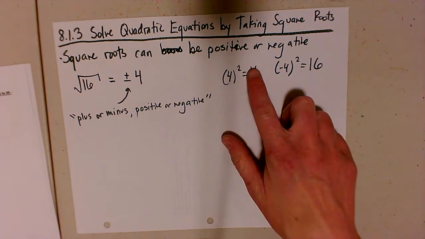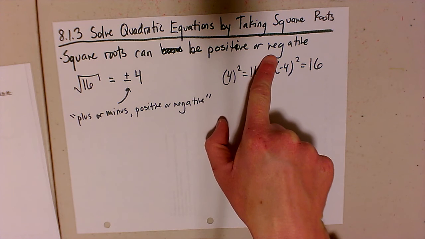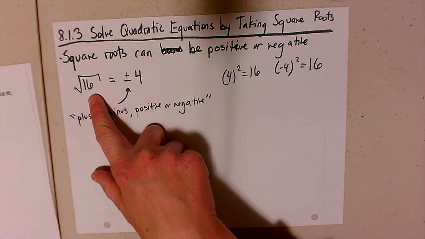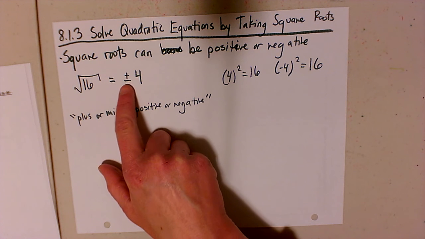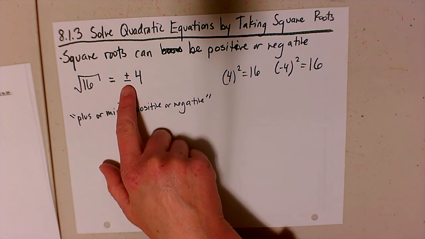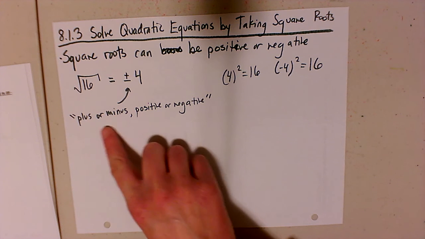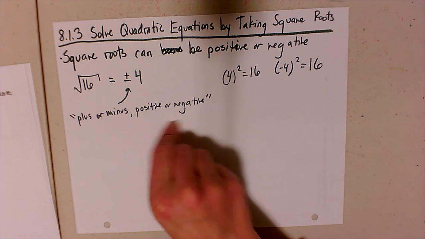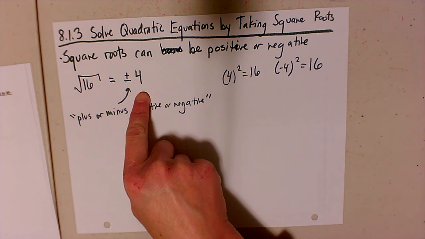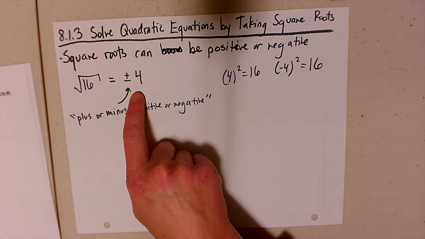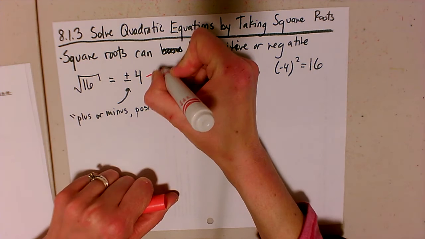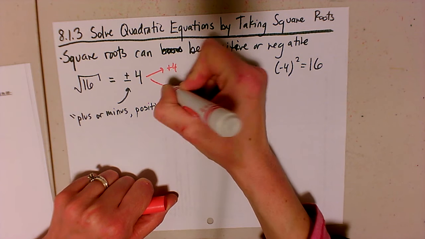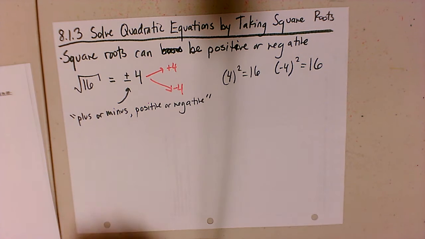So, the square root of any number can be positive or negative. If you have the square root of 16, that can be positive or negative 4. When you have a plus sign on top of a minus sign, you can think about that as plus or minus, or positive or negative. Written like this, it actually means you have two solutions. This stands for two numbers: the positive 4 and the negative 4.